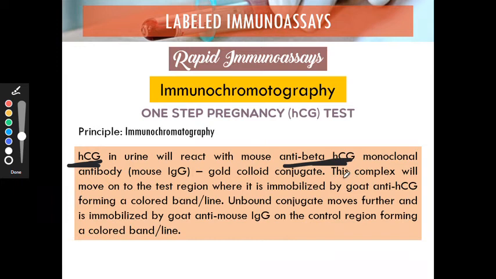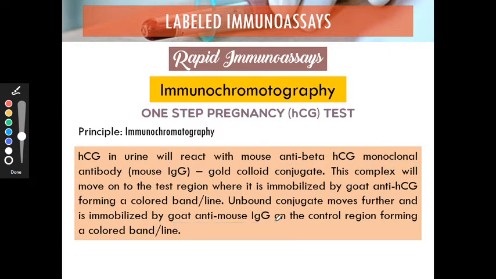They will form a complex and move to the test region, where there is already an antibody to HCG waiting. It will capture the complex that was formed. The same goes for the control line, which contains a goat anti-mouse IgG.